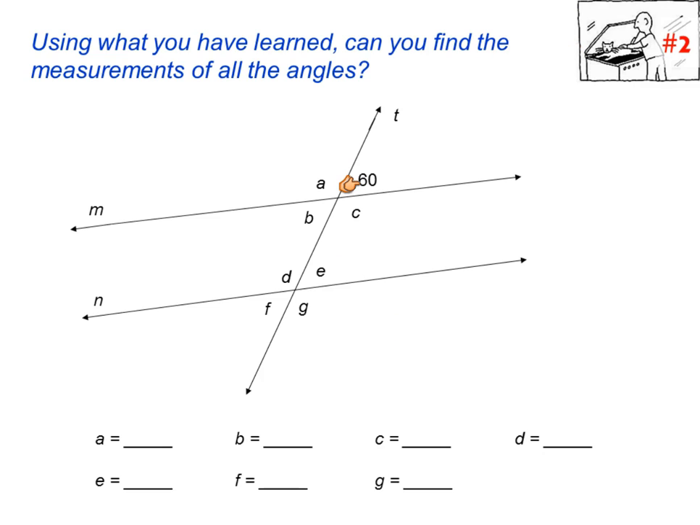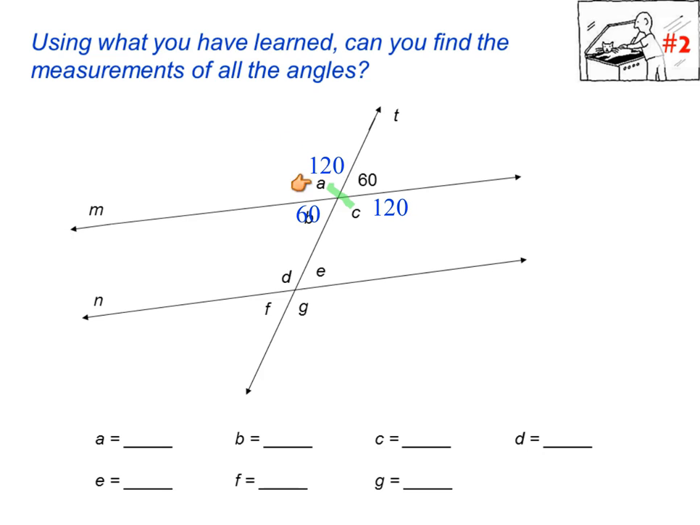If we are given that this is 60, I'm going to first use the vertical angle rule to say, okay, the one right across is also 60. Then I'm going to use the supplementary angles rule because I know that these add up to 180. So that means that A must be 120. And then again, the vertical angles rule, the ones across from each other are also congruent.